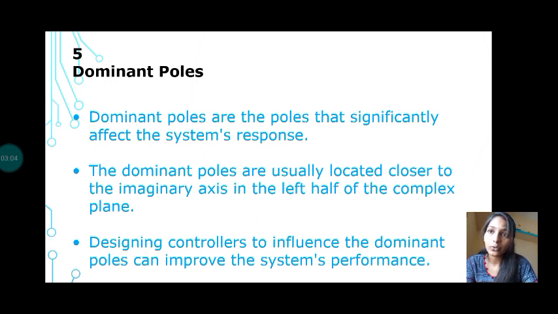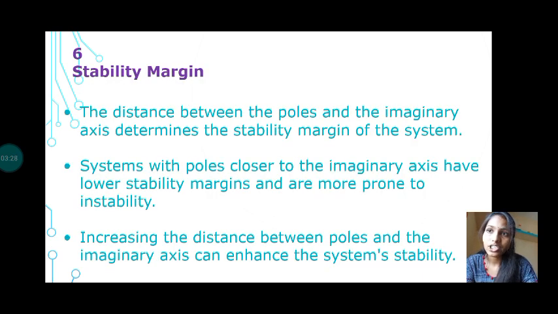Dominant poles. Dominant poles are the poles that significantly affect the system's response. The dominant poles are usually located closer to the imaginary axis in the left half of the complex plane. Designing controllers to influence the dominant poles can improve the system's performance.